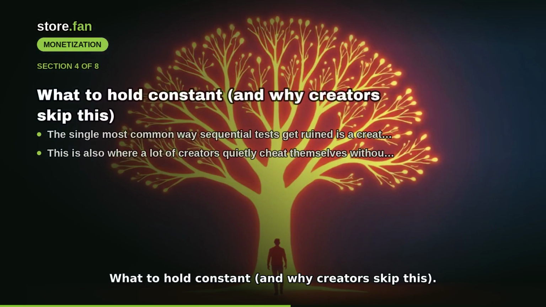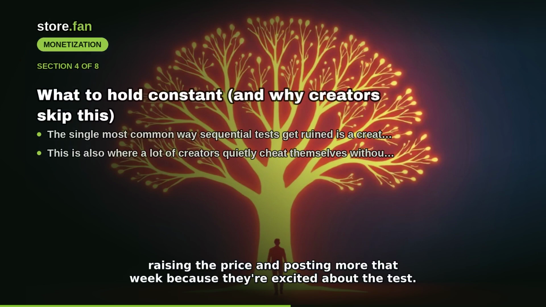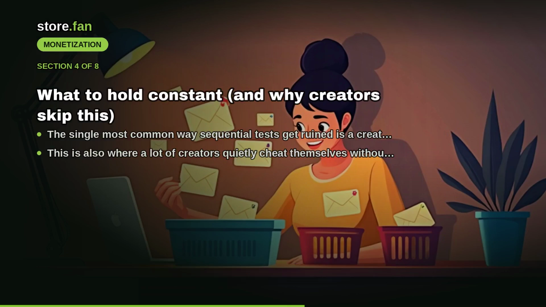What to hold constant, and why creators skip this? The single most common way sequential tests get ruined is a creator changing two things at once, raising the price and posting more that week because they're excited about the test. Now you can't tell if the lift came from the new price or the extra visibility. Discipline here is the whole game.